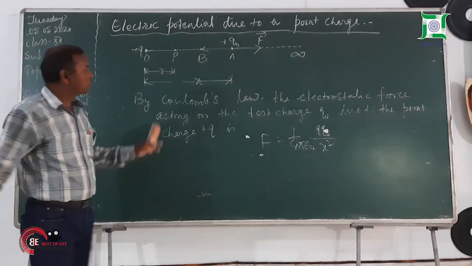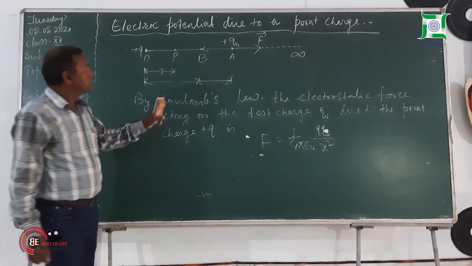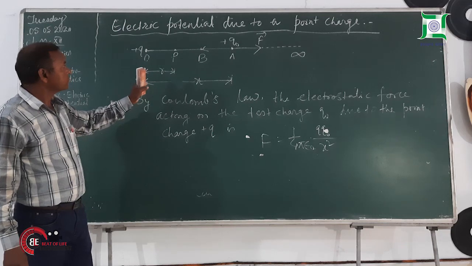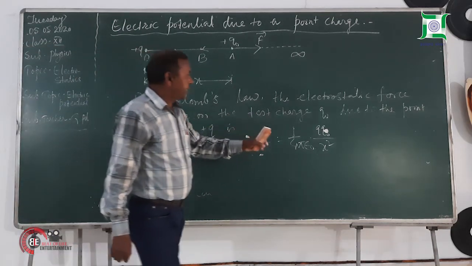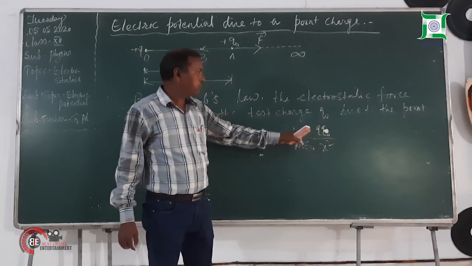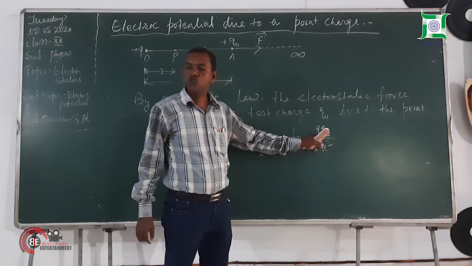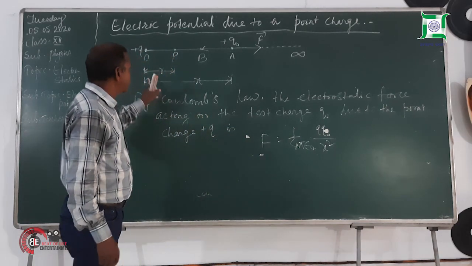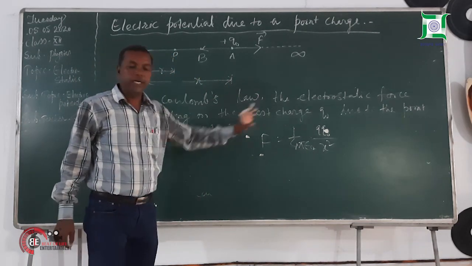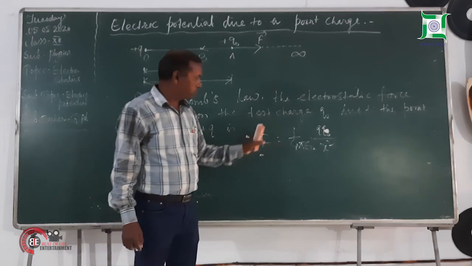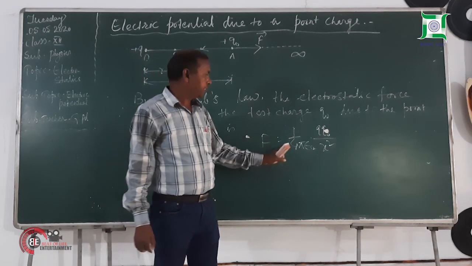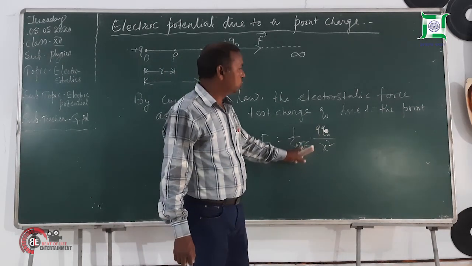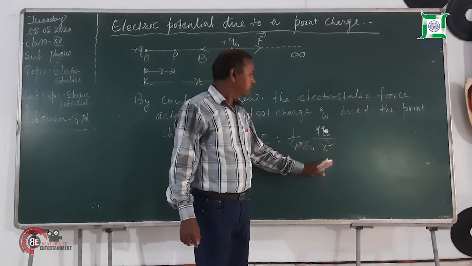As we know from Coulomb's law, the electrostatic force between two point charges is directly proportional to the product of the magnitude of the two charges and inversely proportional to the square of the distance between them. So according to Coulomb's law, we have written here F is equal to 1 upon 4 pi epsilon naught into Q Q naught by x square.